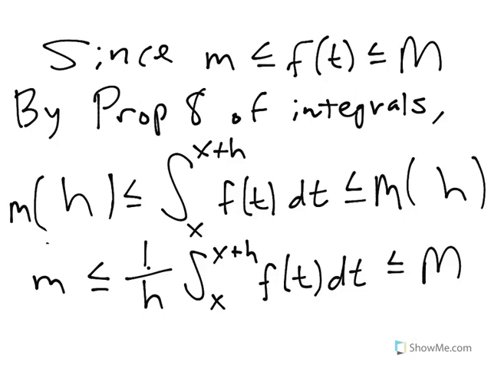Now I will just make a real quick note. We're assuming that h is positive here. If h is negative, everything still works out, we just have to worry about flipping the inequality when you divide by a negative. But since we're assuming that x plus h is further to the right than x, we're assuming that h is positive.